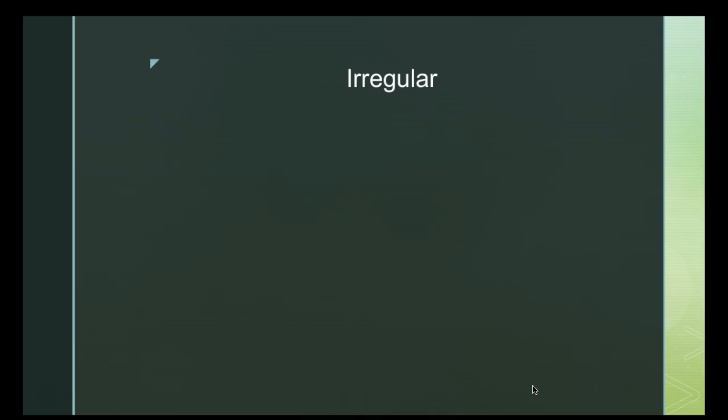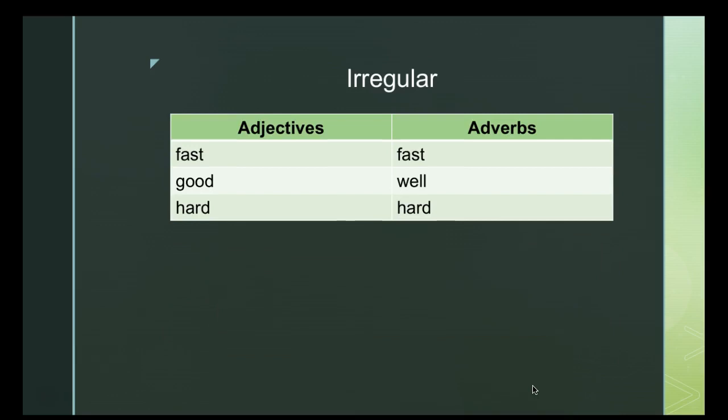Okay, we also have irregular adjectives and adverbs. So usually for the adverb, we take the adjective and we add ly, but these are irregular, so we don't add ly. So the adjective is fast and the adverb is fast. And good is also irregular. So the adjective is good, but the adverb is well. And the adjective is hard, the adverb is hard.